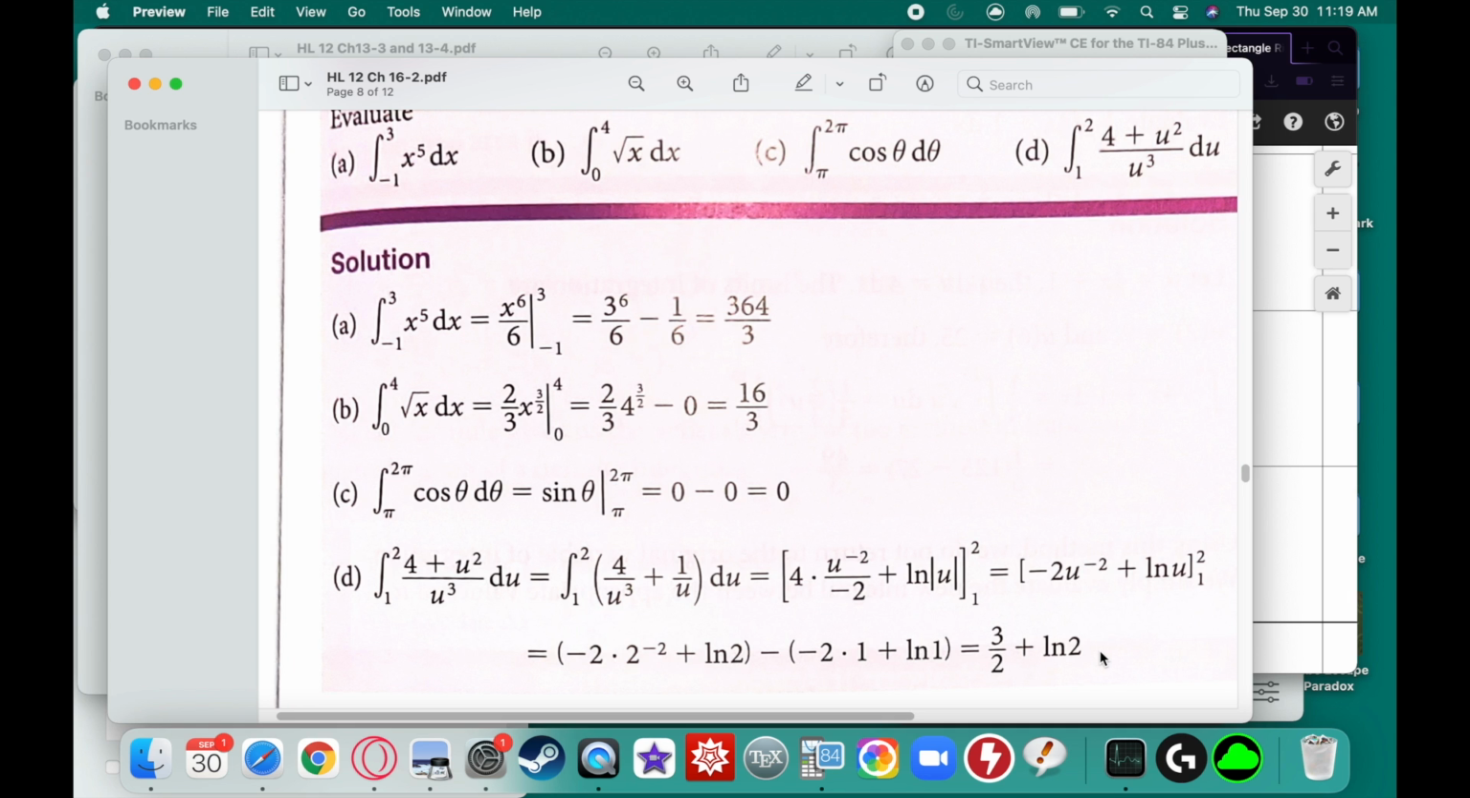Now, when you are writing your answers out, you're not going to give me the decimal. You have to give me the exact value. It's going to be 3 over 2 plus natural log of 2. If you don't, you're going to get it wrong, okay? I don't want you to give me the decimal approximation.